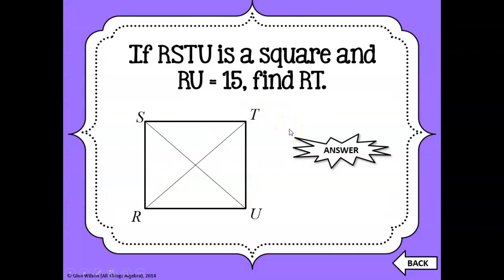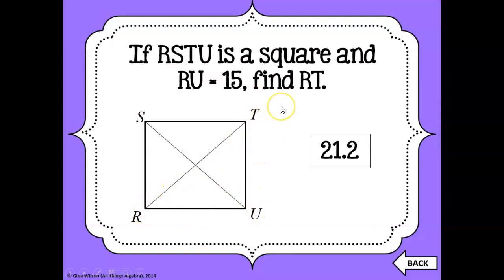All right, that's a square. RU is 15. Find RT. Go. And the answer is 21.2. You would have done 15 squared plus 15 squared equals x squared, all right? Because this is one big right triangle right there.